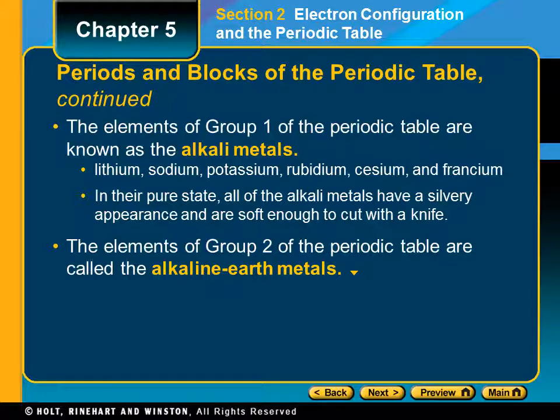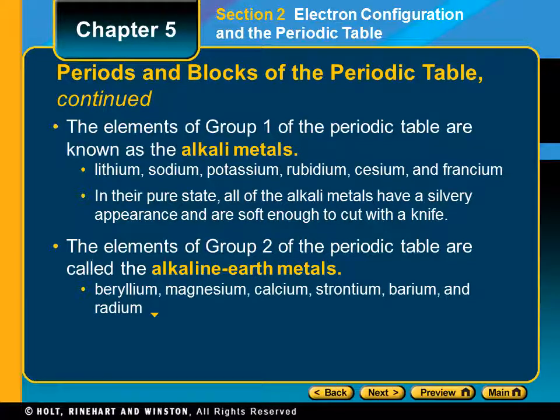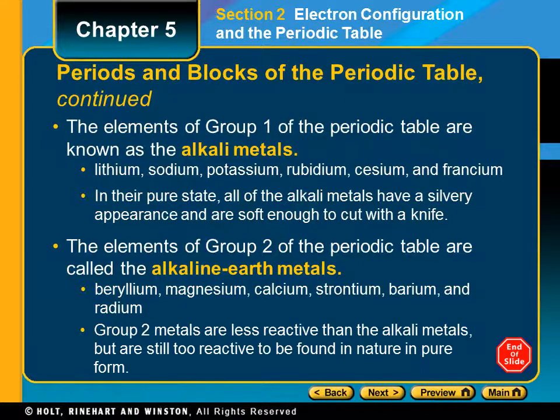If we move over to group 2, those are called the alkaline earth metals. And these are beryllium, magnesium, calcium, strontium, barium, and radium. Now notice, guys, again, we're talking about groups, so these are the columns. And when you look at a periodic table, these columns are going to be numbered. And group 2 metals are less reactive than alkali metals. You see, alkali metals are very, very reactive. Sodium is unbelievably reactive. Sodium in water gives you an explosion. That's how reactive it is.